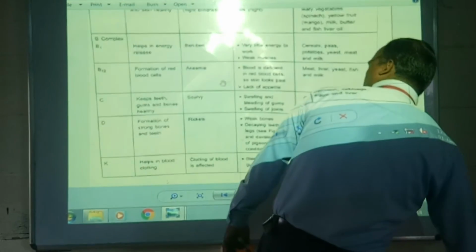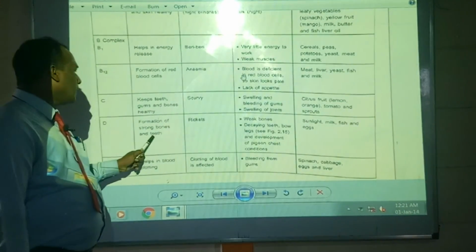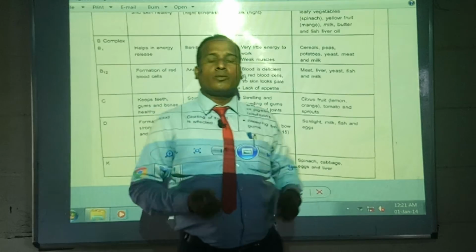Next, students, we will go to vitamin D. Okay, vitamin D helps in the formation of strong bones and teeth. Students, vitamin D helps the bones.